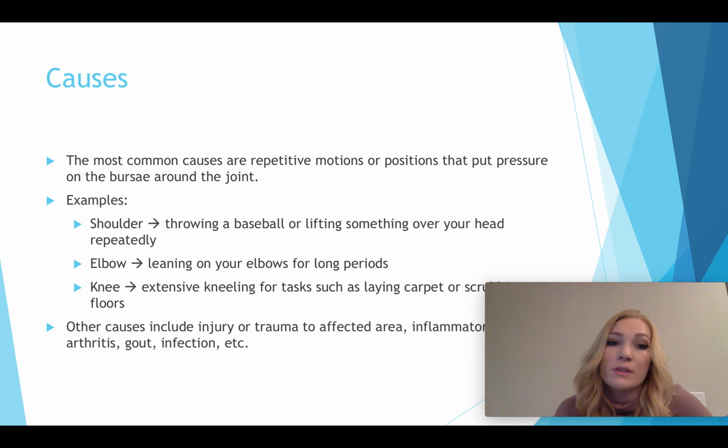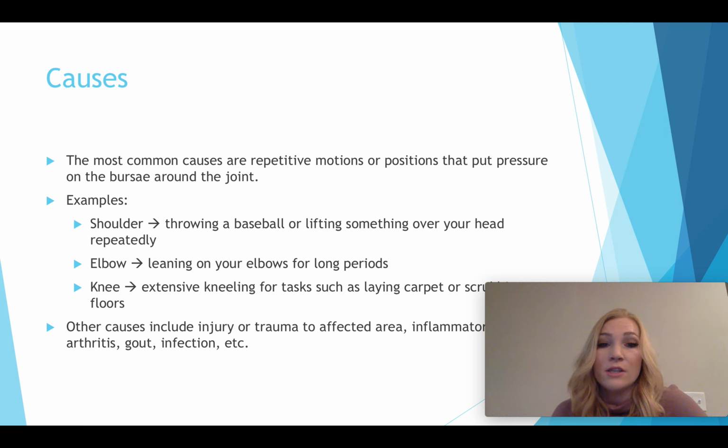So causes of bursitis. The most common causes are repetitive motions or positions that put pressure on the bursae around the joint. So some examples. Shoulder bursitis can be caused by throwing a baseball or lifting something over your head repeatedly. Elbow bursitis can be caused by leaning on your elbows for a long period of time. Knee bursitis can be caused by extensive kneeling for tasks such as laying carpet or scrubbing floors.